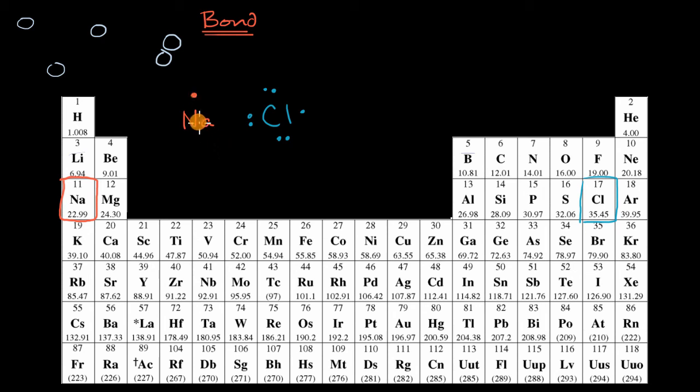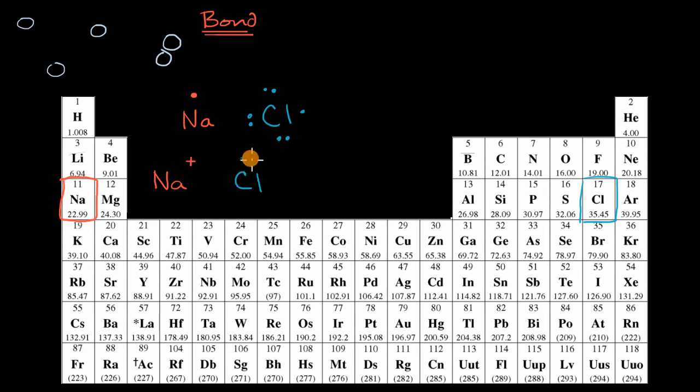Now, in a real chemical reaction, you would have trillions of these, and they're bouncing around, and different things are happening. But just for simplicity, let's just imagine that these are the only two. And let's imagine that this chlorine is able to nab an electron from this sodium. So what is going to happen? Well, this sodium is then going to become positively charged because it's going to lose an electron. And then the chlorine is now going to gain an electron.